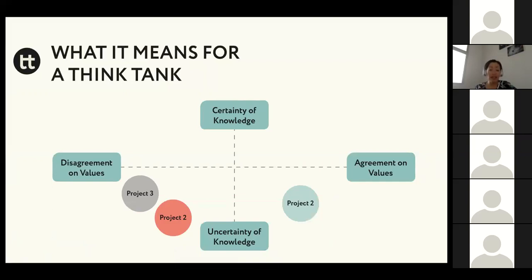Now, what is important to keep in mind is that as a whole, as a think tank, if we are working, like in this example, too heavily in the unstructured problems, here in this quadrant, those where we have disagreement on values and uncertainty on knowledge, if we have too many projects on this side, it might not be so good for our think tank, because we might not be able to see some early gains on policy influence, right, that are always required.